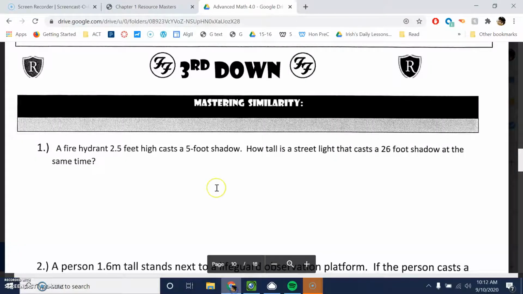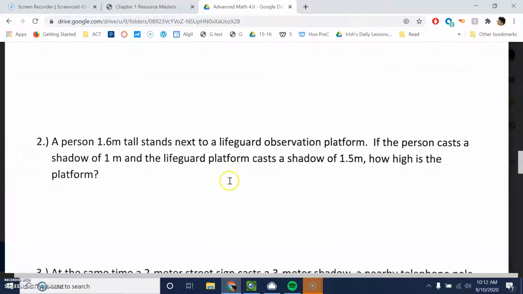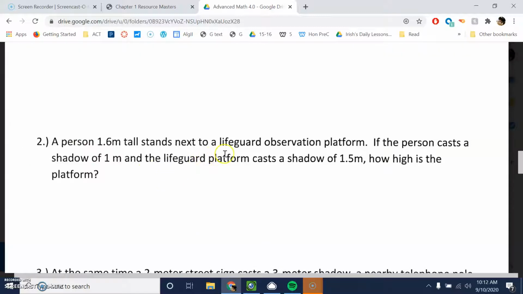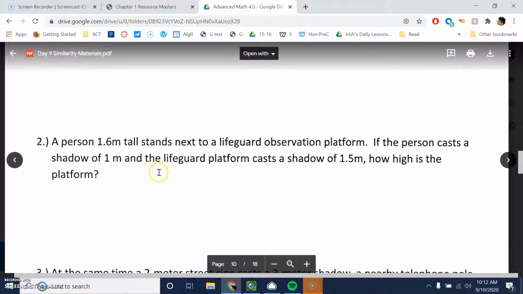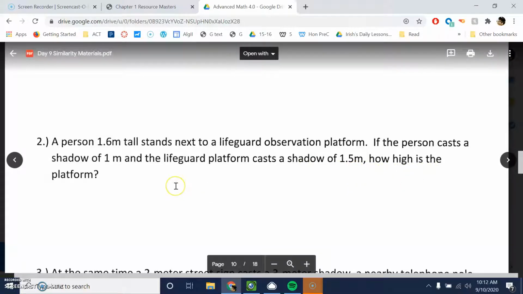Back to our worksheet. See if you can draw this picture and solve it. Following as I read. A person 1.6 meters tall stands next to a lifeguard observation platform. If a person casts a shadow of 1 meter and the lifeguard platform casts a shadow of 1.5 meters. I couldn't read there for some reason. I don't know what's going on. How high is the platform?